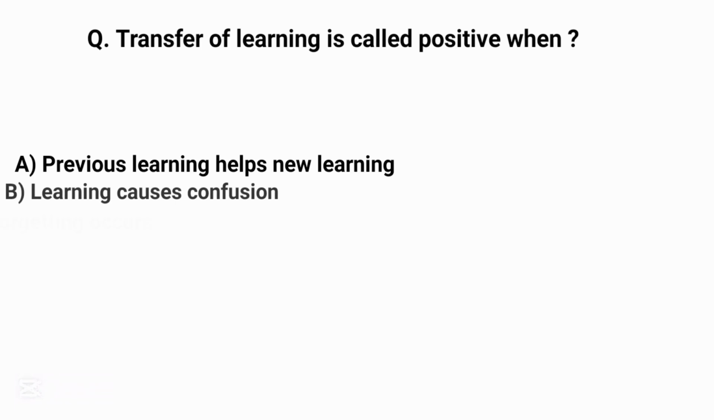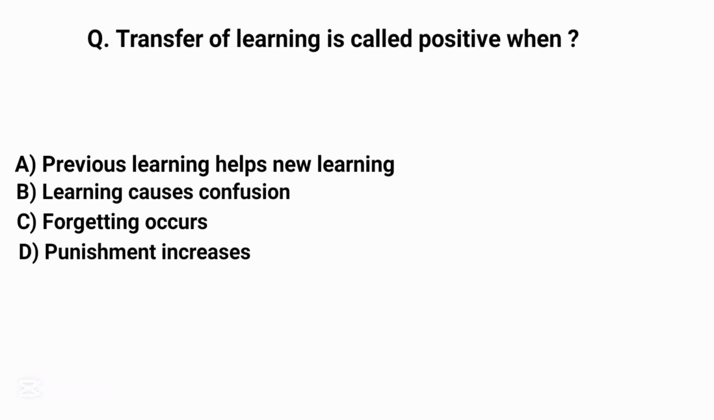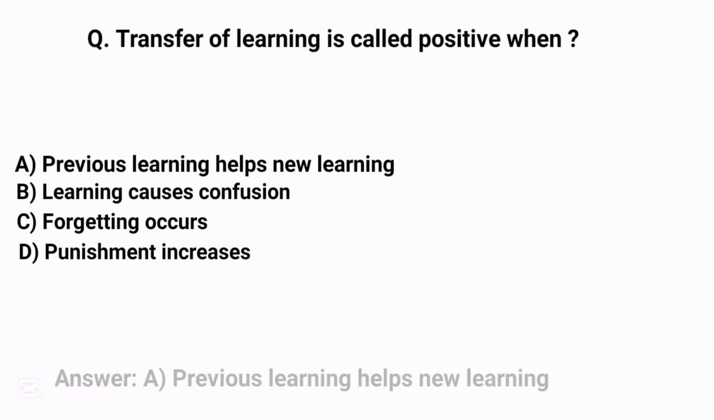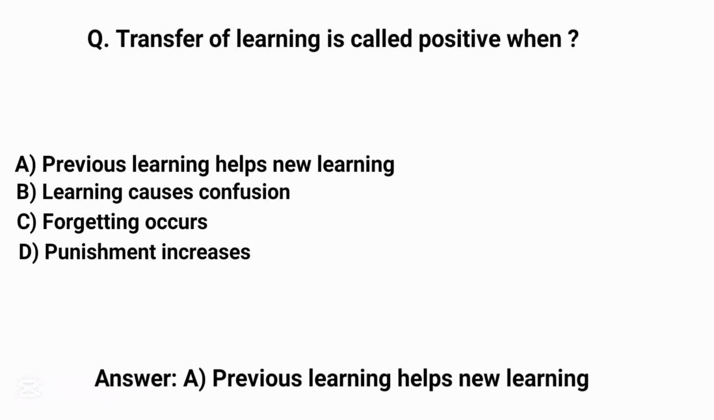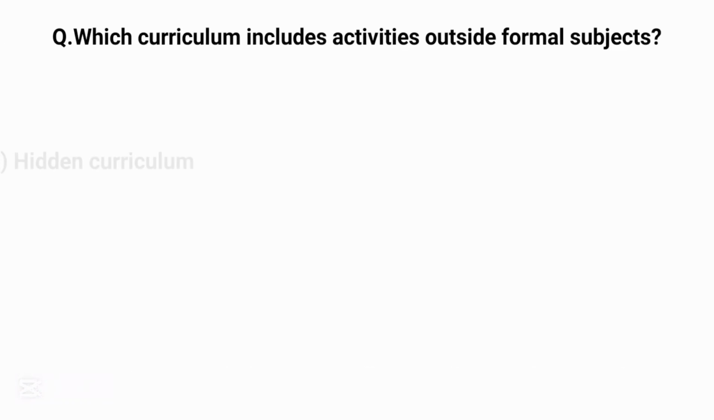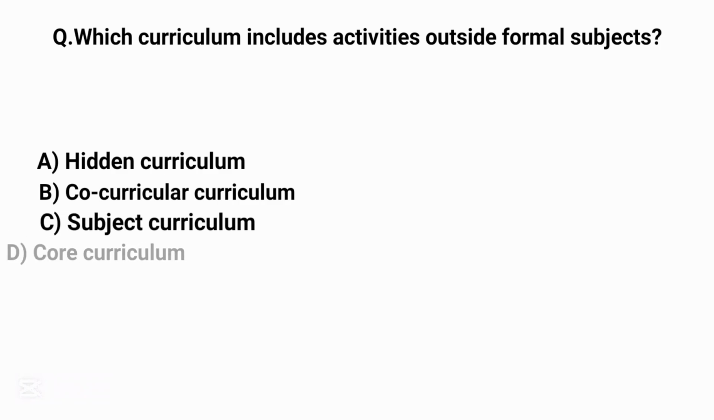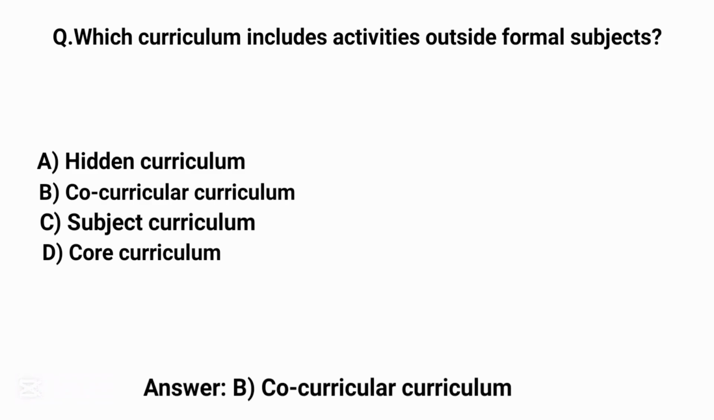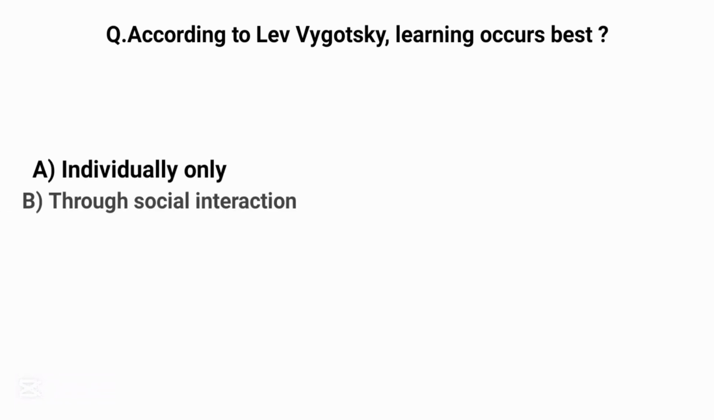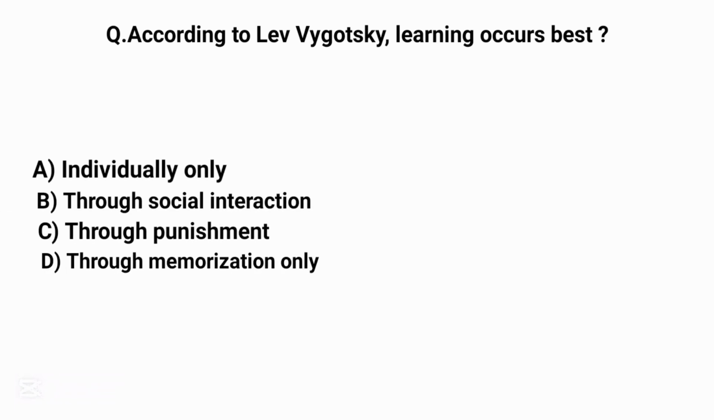Transfer of learning is called positive when. Correct answer is option A. Previous learning helps new learning. Which curriculum includes activities outside formal subjects? Correct answer is option B. Co-curricular curriculum. According to Lev Vygotsky, learning occurs best.